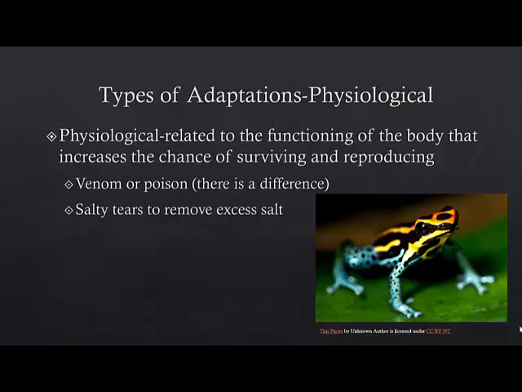We talked about some organisms that have ways to get excess salt out of their body. They live in marine environments and they have a way to get excess salt out. So there's salty tears, some have a salty mucus that they excrete. So things like that. Anything that's related to the function of the body. Some organisms have special digestive systems, and that's a function of the body. You can see right here, there's a little poison dart frog. They excrete a poison onto their skin, so the animals don't eat them.